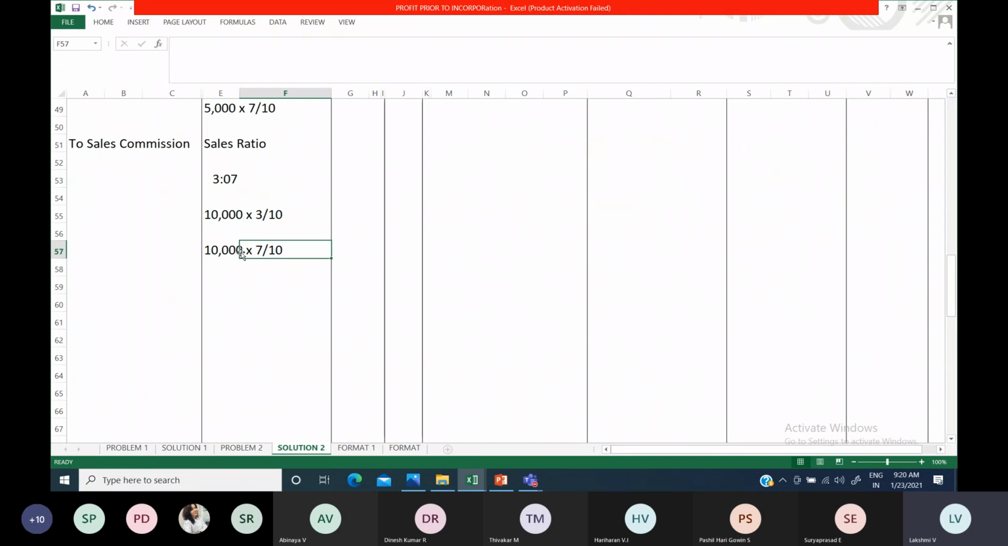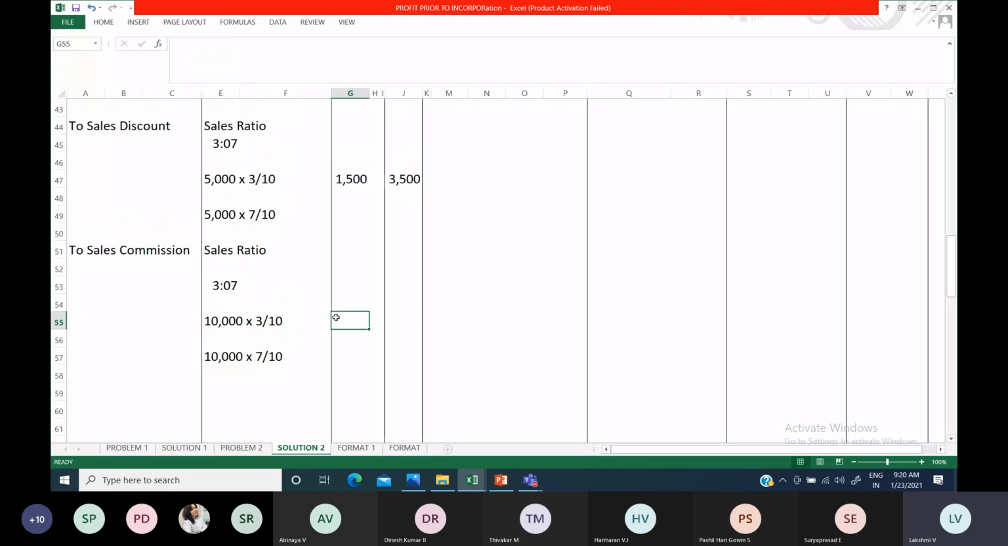If you want, you can write out all these things for your reference, or else if you can remember, you can skip it. But sales ratio and 3:7 you have to mention compulsorily. This one is optional. If you want for your reference, you can mention it, or else you can skip. 10,000 into 3 by 10. So I'm getting 3,000 here and 7,000 here.